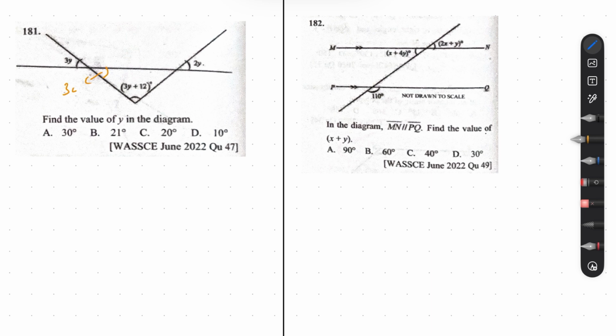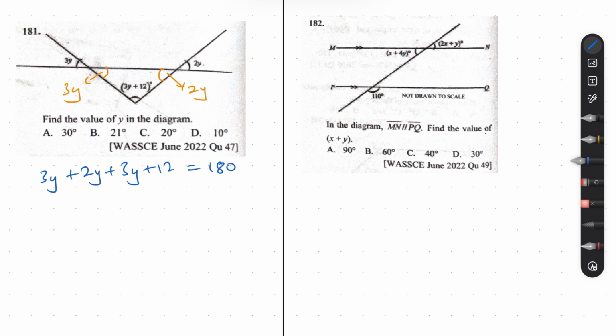3y. And then this angle right here is also 2y. Okay? So now since we know this angle and this angle, we can find y by adding them together and equating it to 180, because we know that the interior angles of a triangle add up to 180. So that means 3y plus 2y plus 3y plus 12 should give us 180.